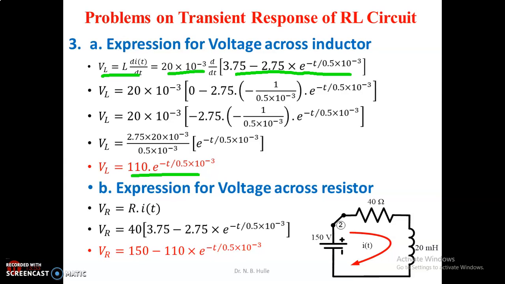This is the expression. Similarly, the expression for the voltage across the resistor is VR is equal to R into I of t. The resistance value is 40, and this I of t is 3.75 minus 2.75 into e raised to the power of minus t divided by 0.5 into 10 raised to the power of minus 3. Finally, we have the final equation, that is the voltage across the resistance is 150 minus 110 into e raised to the power of minus t by 0.5 into 10 raised to the power of minus 3. Always, for the calculation of the voltage across the inductor, we will use the formula VL is equal to L into di by dt, and for the calculation of the voltage across the resistor, we will use the formula R into I of t.